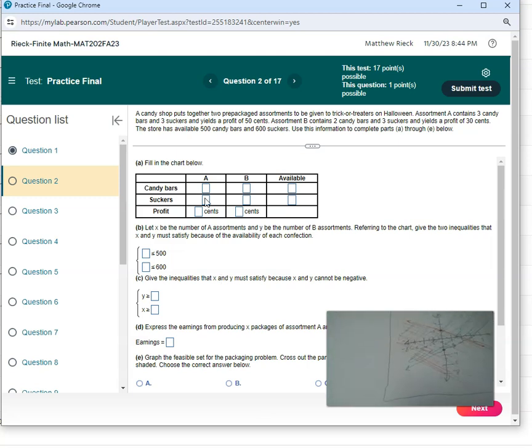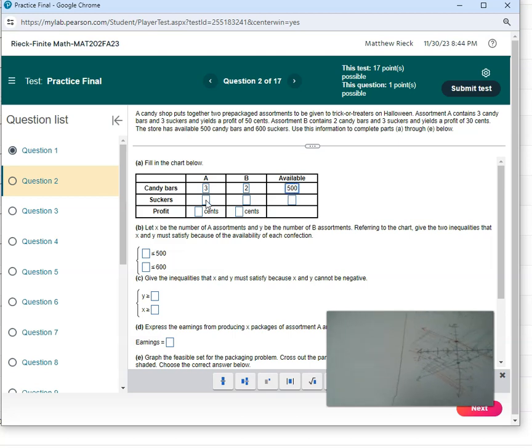So assortment A contains 3 candy bars. Assortment B contains 2 candy bars, and there are 500 candy bars available. Assortment A has 3 suckers. Assortment B contains 3 suckers as well, and there are 600 suckers available. And assortment A gives a profit of 50 cents, and assortment B gives a profit of 30 cents.